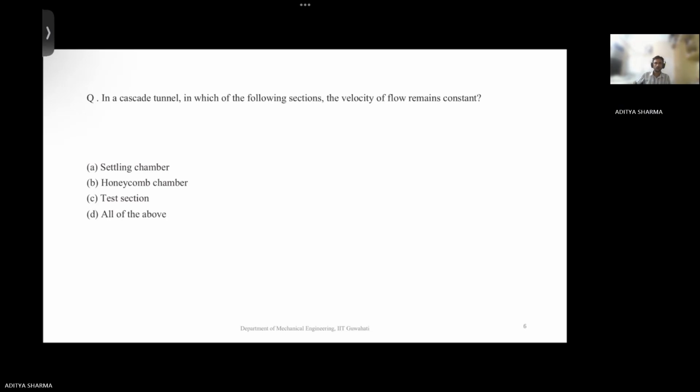So for this question, option D will be correct. In all these sections, we want our flow velocity to remain constant. So D is the correct answer to this question.